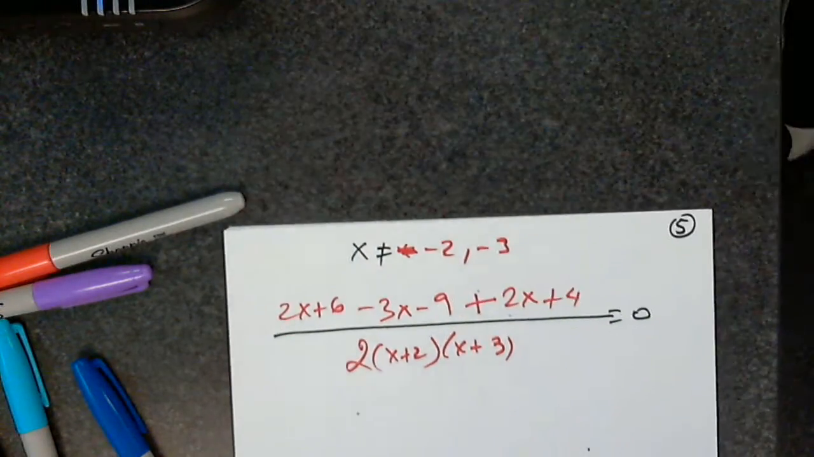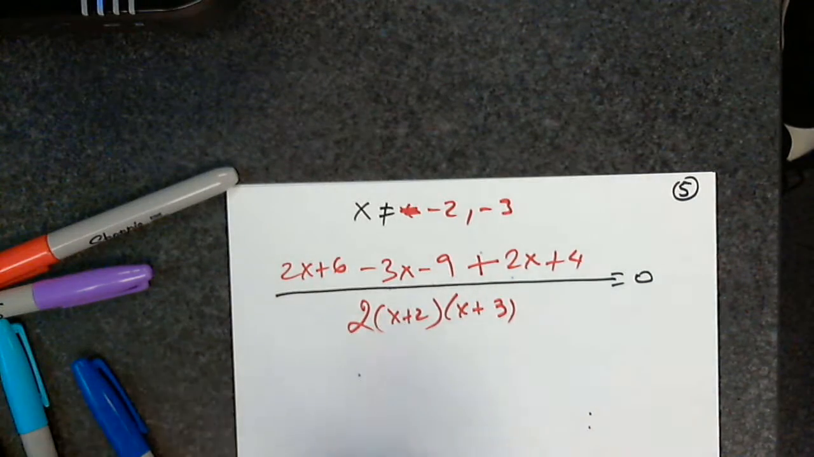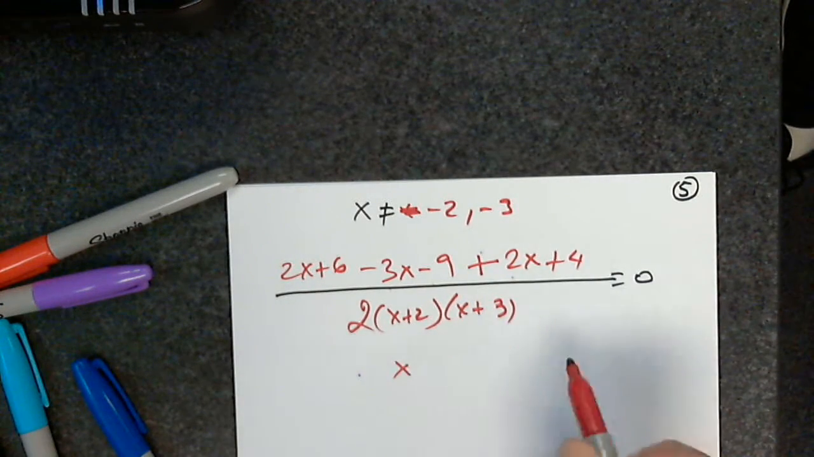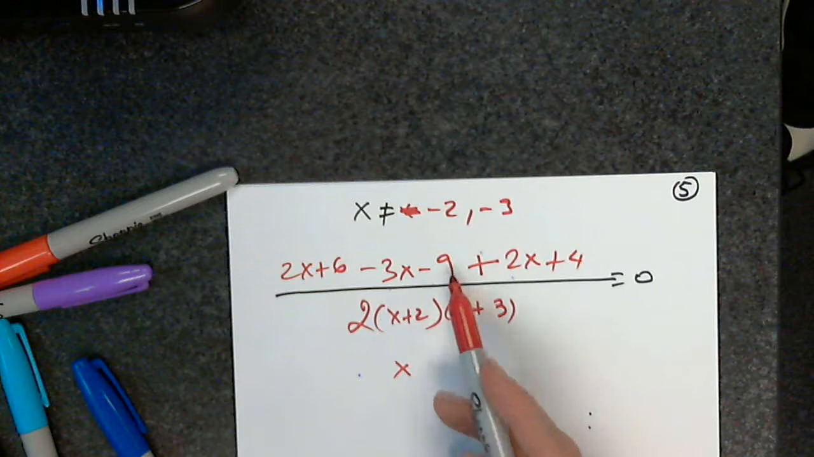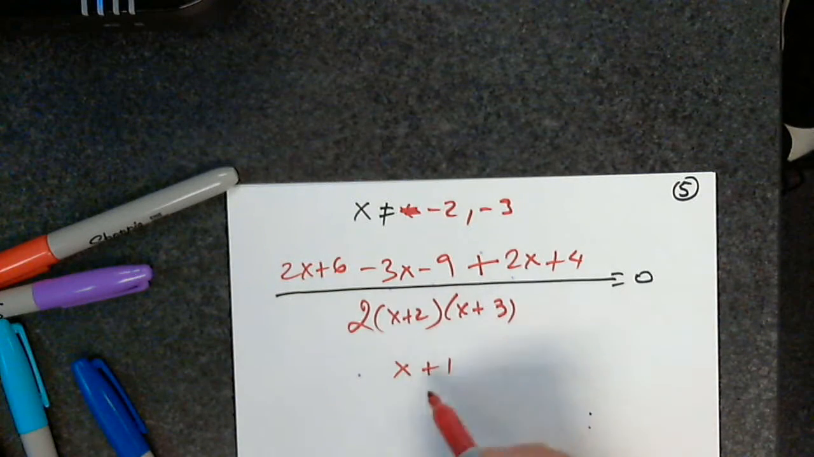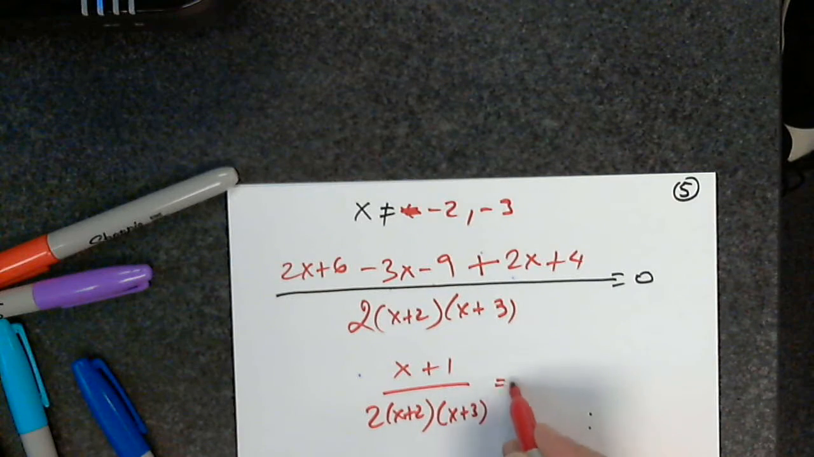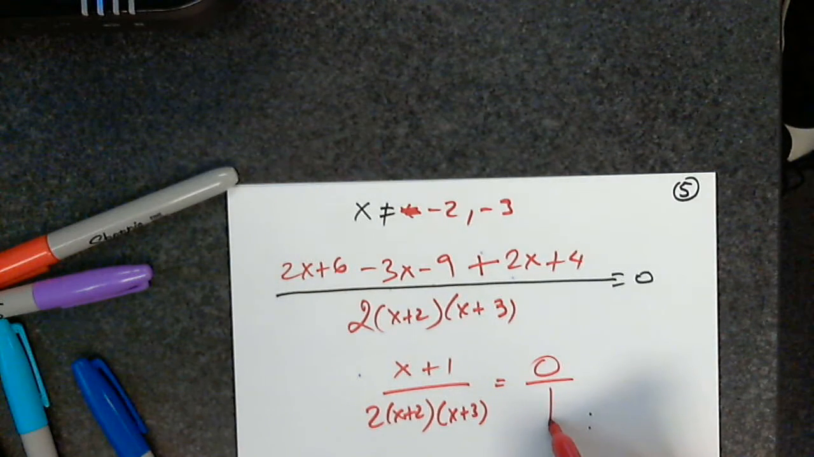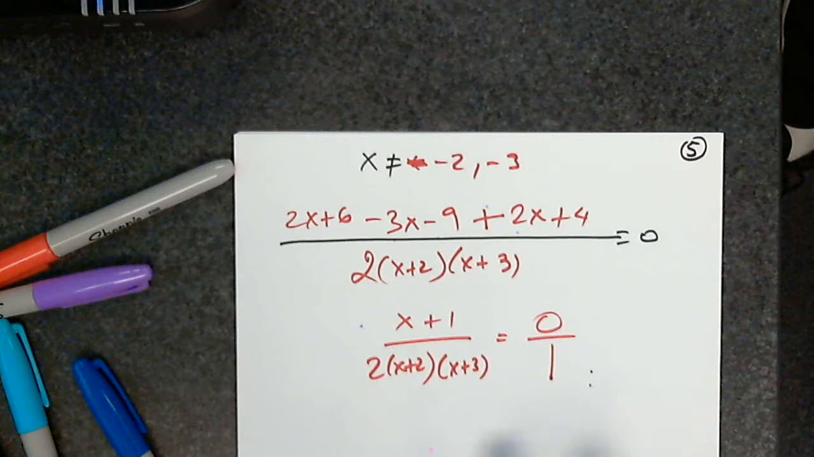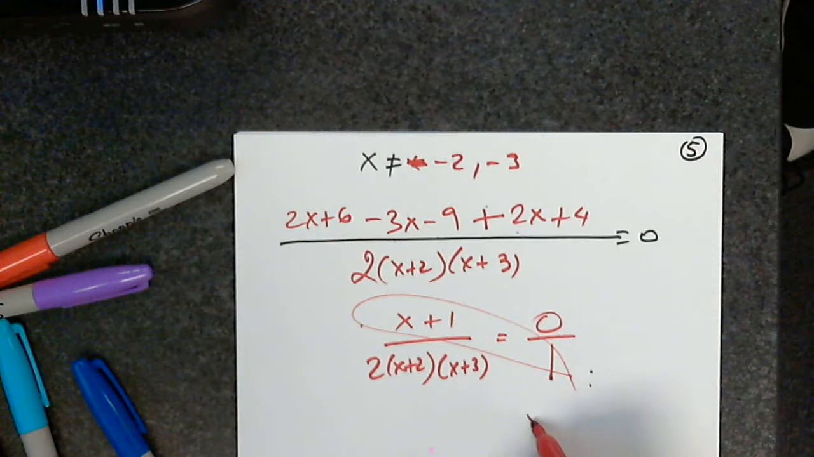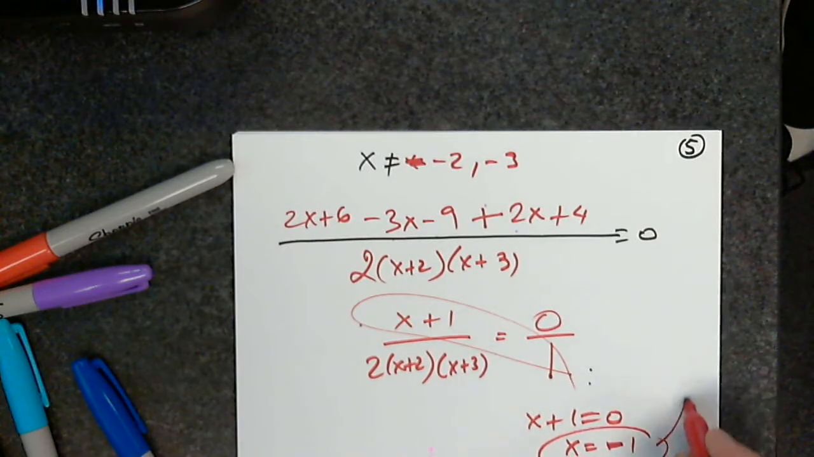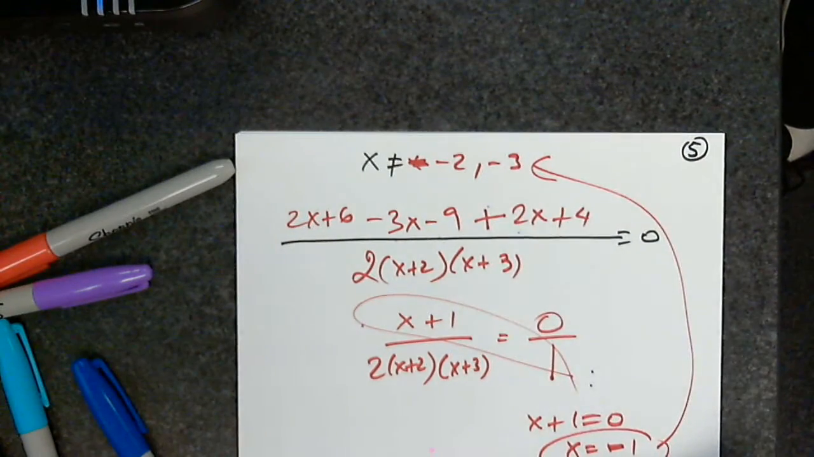Excellent. I have to combine like terms. And I have, this is 4 minus 3, which is x. And this is 10 minus 9, which is positive 1. Am I correct? Over 2, x plus 2, x plus 3 equals 0 over 1. Or you can say a fraction is 0 only when the top is 0. x plus 1 must be 0, x equals -1. And I check here, and I'll say okay.